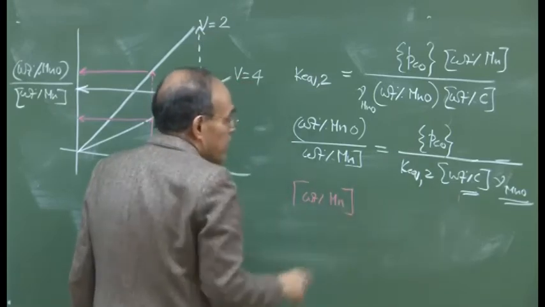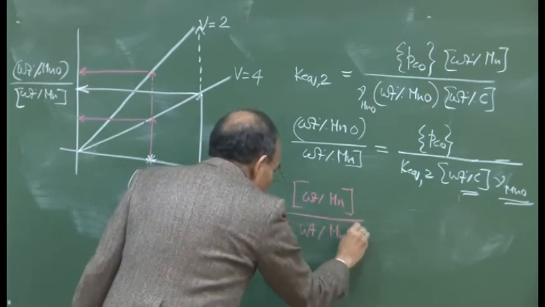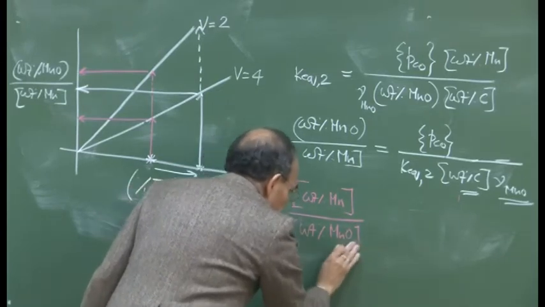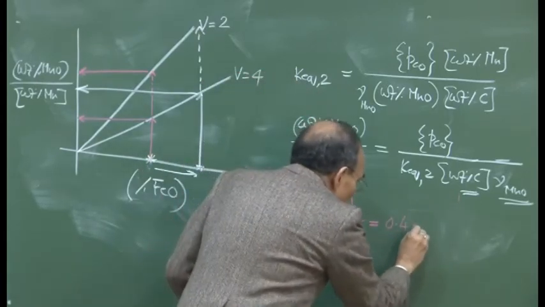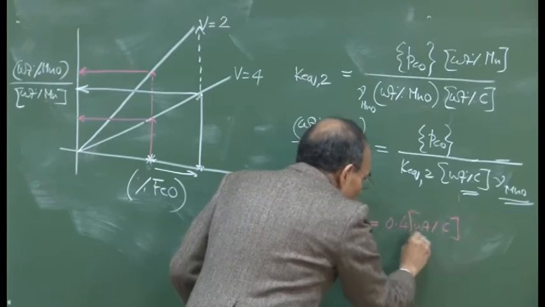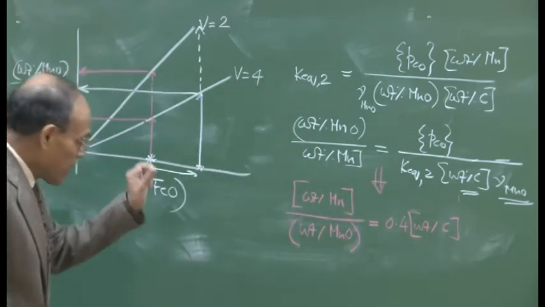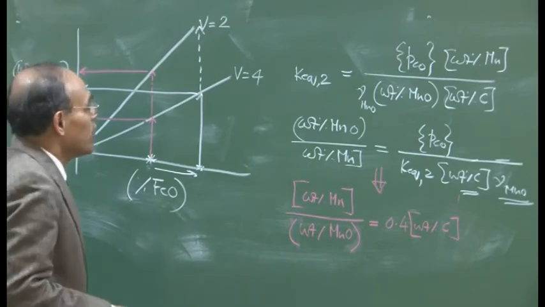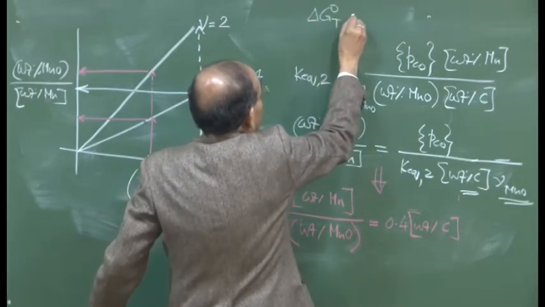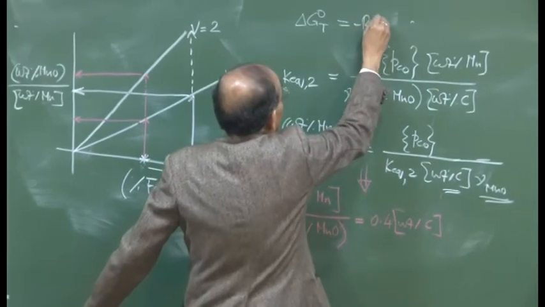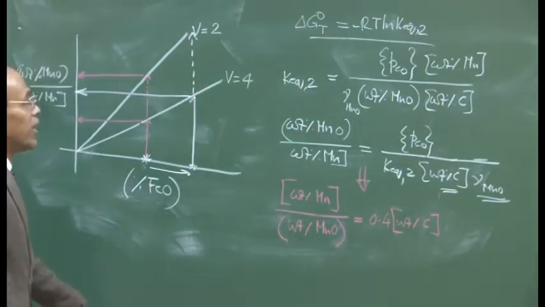So if you invert it, then this is going to be directly proportional to carbon and wet percentage MnO. If you substitute the activity coefficient of MnO, and we put a temperature value, because we know the delta G naught value for this reaction, K equilibrium 2 is known from the delta G naught value, and that value is to be evaluated as minus RT ln K equilibrium, by putting the correct temperature. So that K equilibrium is known to us.